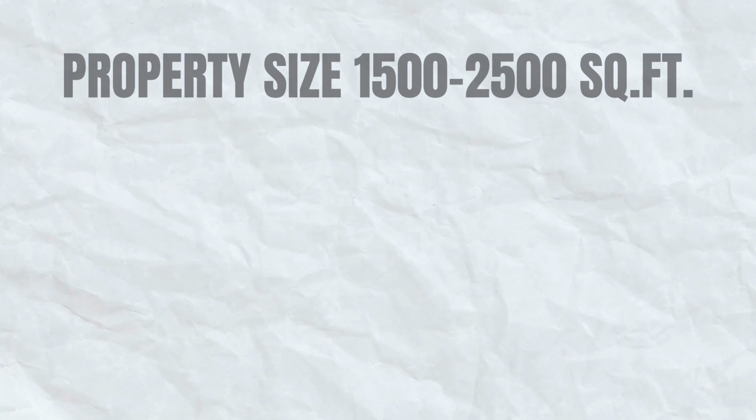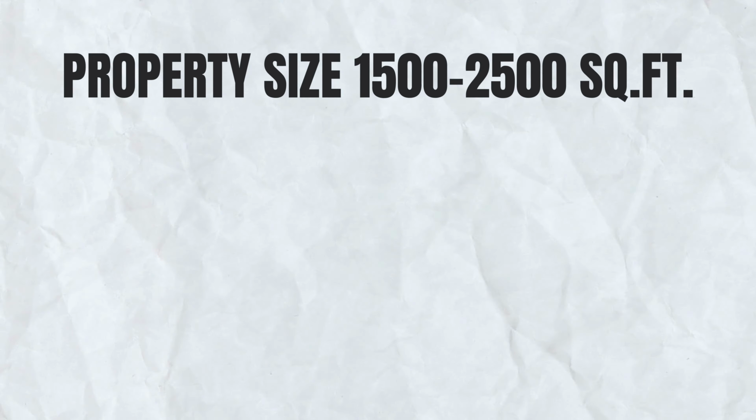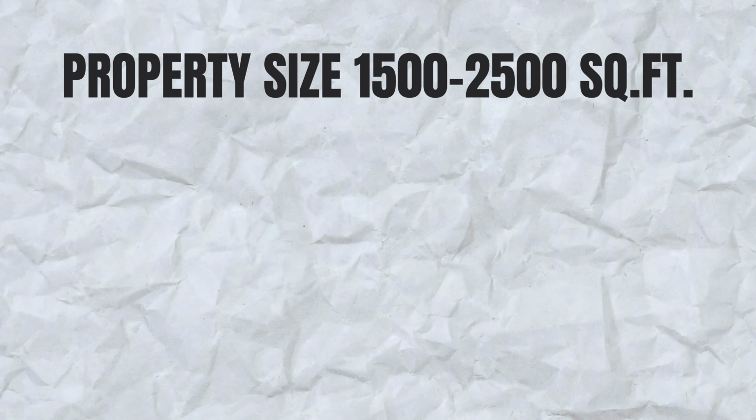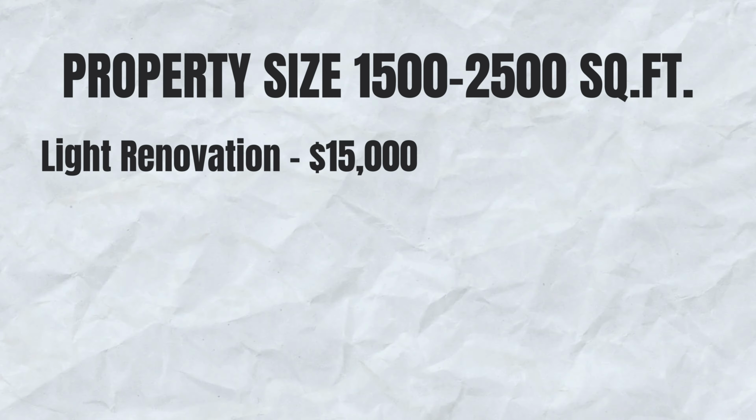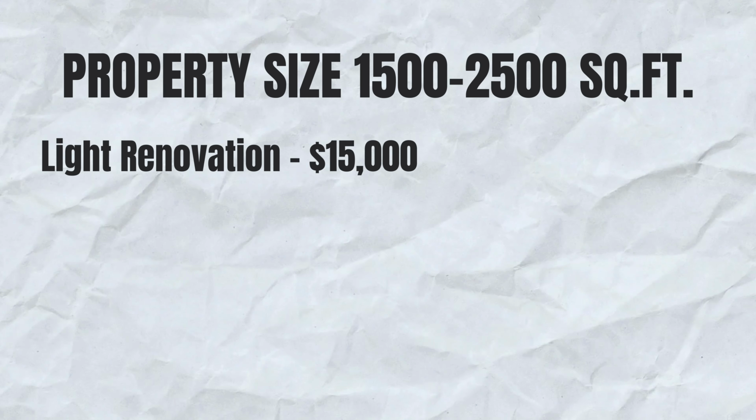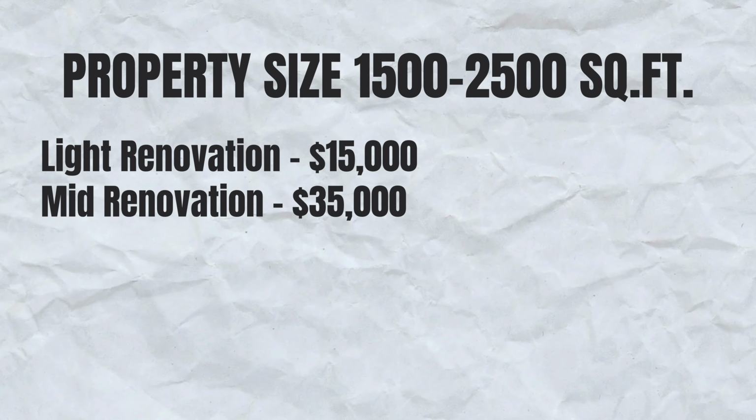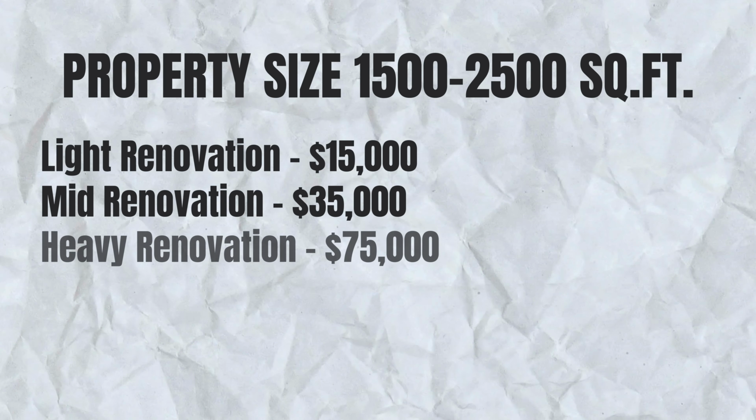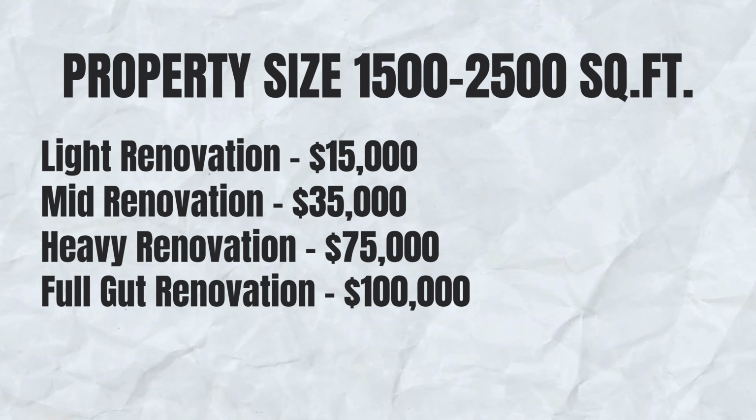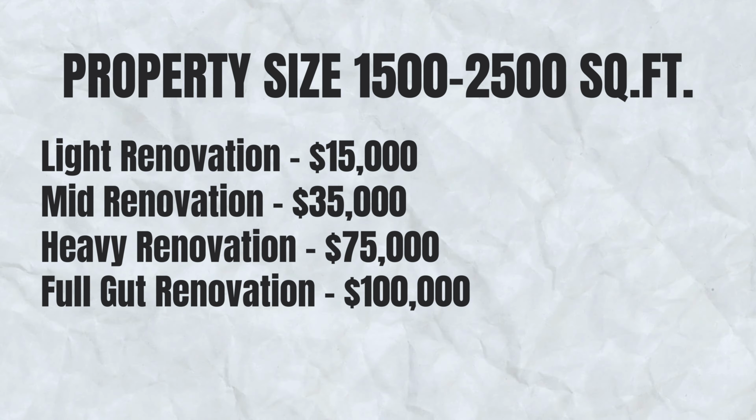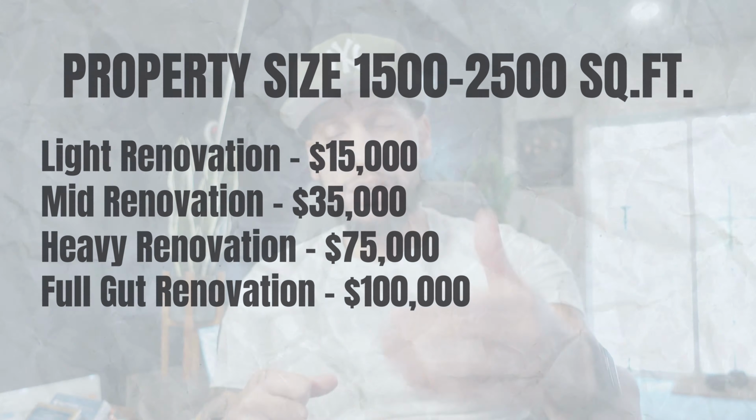For properties between 1,500 and 2,500 square feet, a light renovation, carpet, paint, stuff like that, is going to be $15,000. Mid-size renovation, $35,000. A heavy renovation is going to be $75,000, and full gut, everything including mechanicals, that's going to be a $100,000 renovation. Again, you're not going to be exact to the dime. That is not your job.